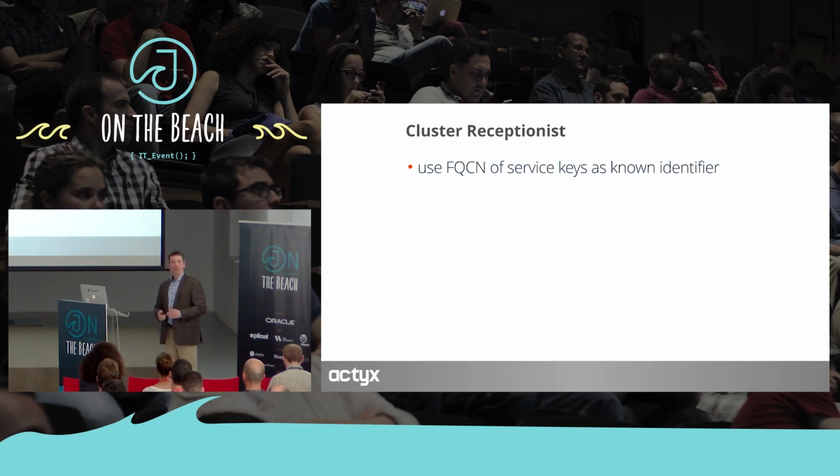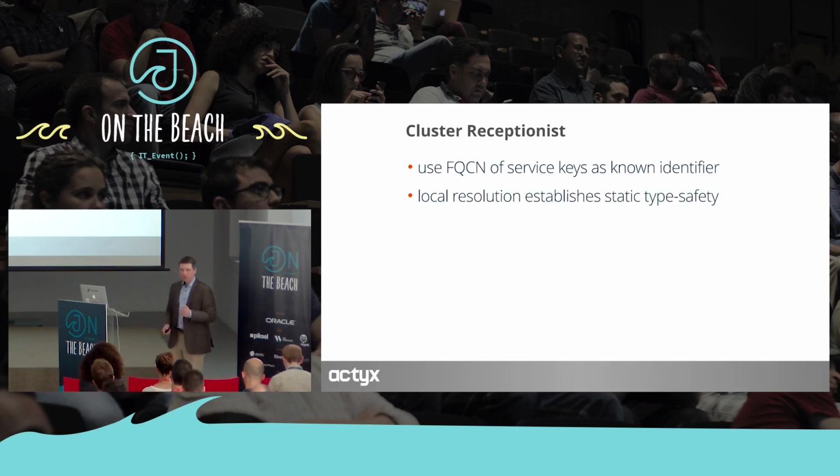And this is why the cluster receptionist can use this to communicate, okay, I get the service key on a local host. I just need to transmit the fully qualified class name to all my peer receptionists to try and look for a suitable implementation of the protocol, because they agree on this. It's static knowledge that was known beforehand. The local resolution then makes use of this parameterized singleton object.